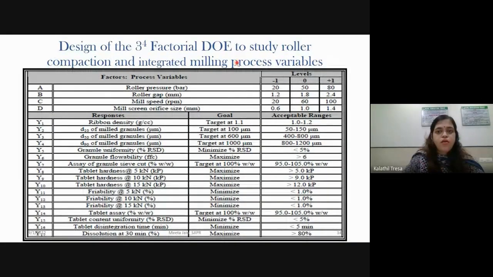Similarly, this is for a milling process, one of the process steps or unit operations, that is roller compaction and integrated milling. Roller pressure, roller gap, mill speed, mill screen, and orifice are the variables which have a high impact on the CQAs, so you are evaluating them. You are using various levels: the different pressures, the gap between the rollers, the speed of the mill, and the orifice. So how they will affect all these responses, which are nothing but your CQAs.